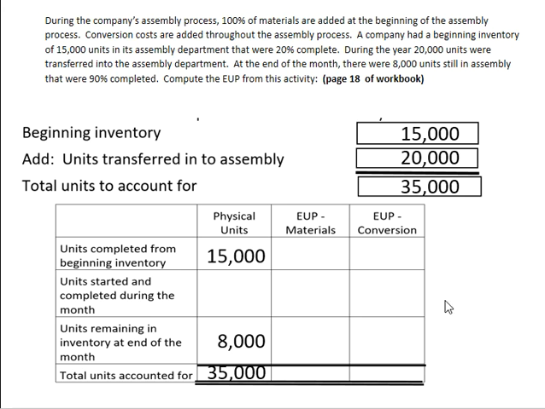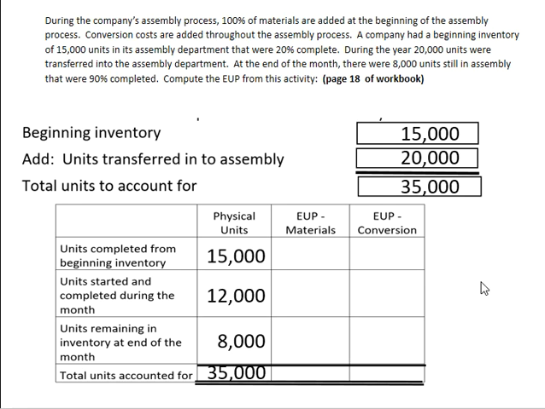Now again, I have a simple algebra problem. 15,000 plus x plus 8,000 equals 35,000. When I solve for x, I know that's going to be 12,000. So you can see 15,000 plus 12,000 is 27,000, plus 8,000 is 35,000. Now I need to convert my units into equivalent units of production for materials and conversion costs.